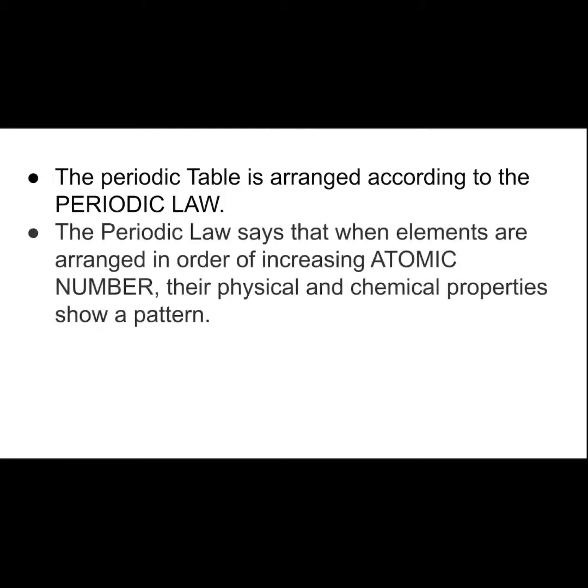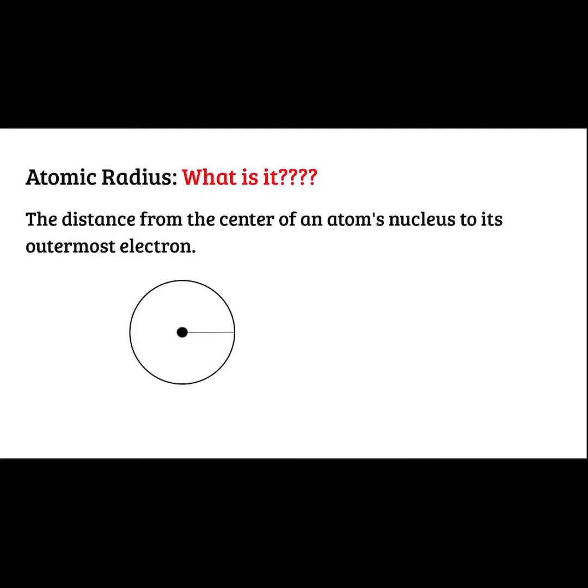The periodic table is arranged according to periodic law, which we discussed a little bit last class. This just says when elements are arranged in order of increasing atomic number, which is how our periodic table is, their physical and chemical properties will show a pattern.